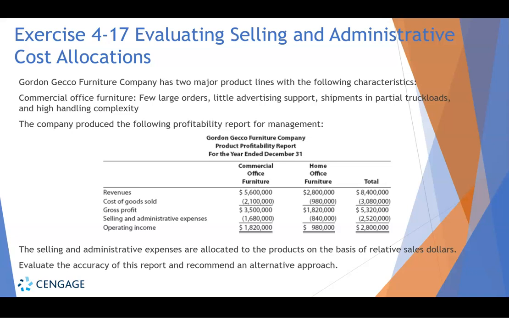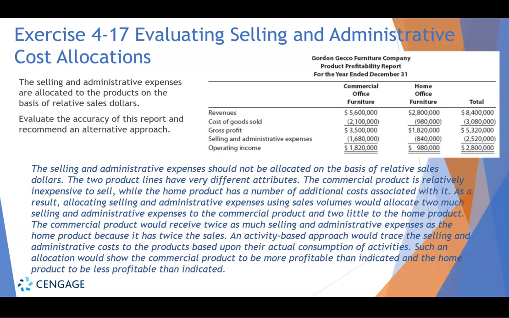Let's look at another exercise here. This one shows us Gordon Gecko Furniture Company has two major product lines. Commercial office furniture, there are few large orders, little advertising support, shipments in partial truckloads, and high handling complexity. So the company produced the following profitability report for management. They show the revenues of the commercial office furniture versus the home office, the cost of goods sold, the gross profit, operating income. The selling and administrative expenses are allocated to the products on the basis of relative sales dollars. Evaluate the accuracy of this report and see if there's an alternative approach.